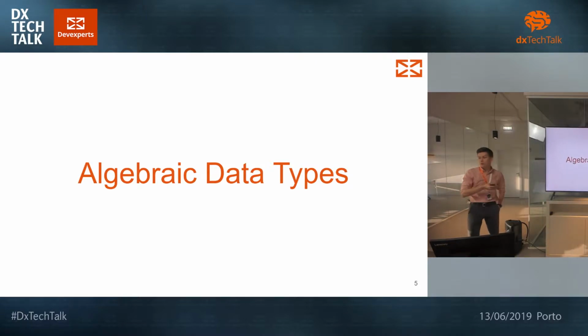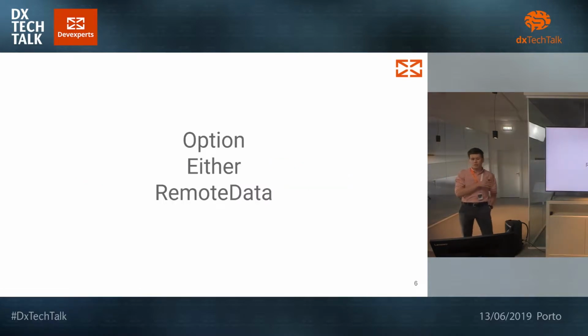Because this talk is about algebraic data types. The reason why they are called algebraic is pretty theoretical, but today we will go not from a theoretical perspective, but rather from practice. We're going to explore 3 different examples of algebraic data types: option, either, and remote data, and we'll see how they're useful for you as a developer.